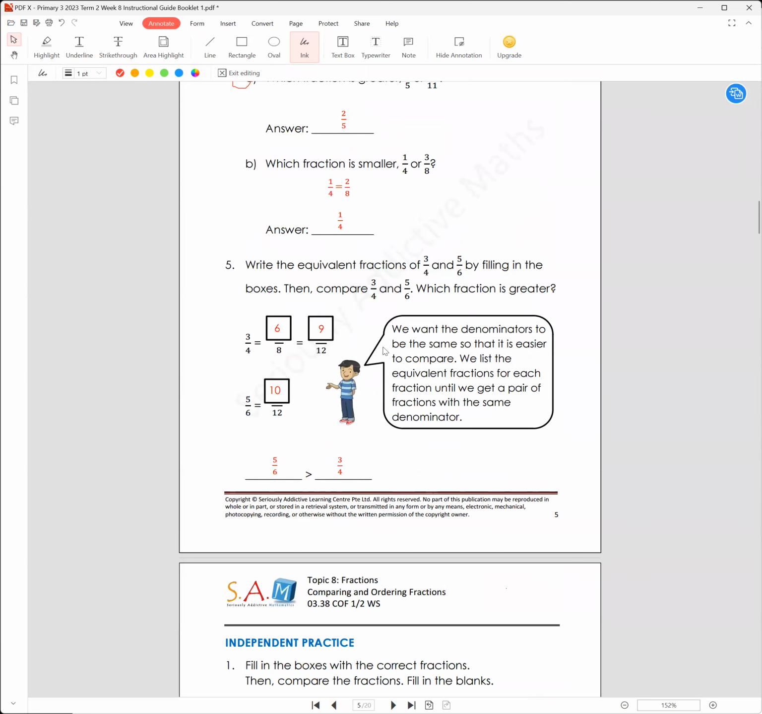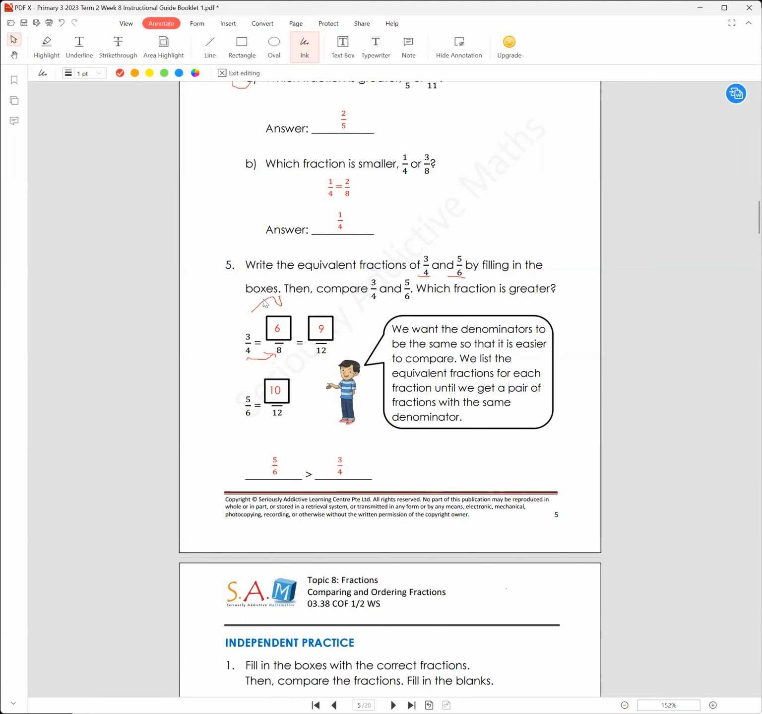Then question 5, equivalent fractions of 3/4 and 5/6. Why? Because if you look at this question, can you convert 4 into 6? You can't. All right. So what you do then is to see whether there is a common multiple of 4 and 6. All right. So what they can do is they can do it gradually, right? 3/4 convert to 6 out of 8. Okay. Make sure they do this step. And then 8 is still different, right?